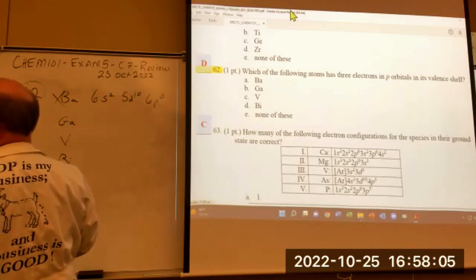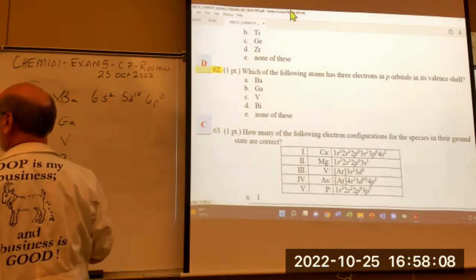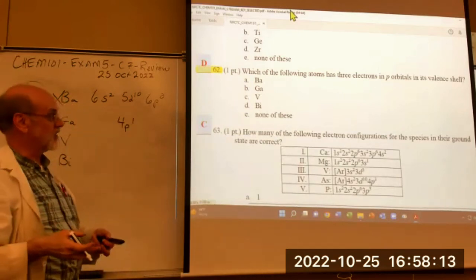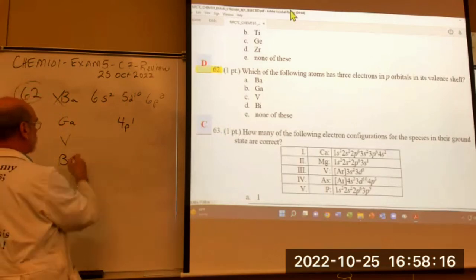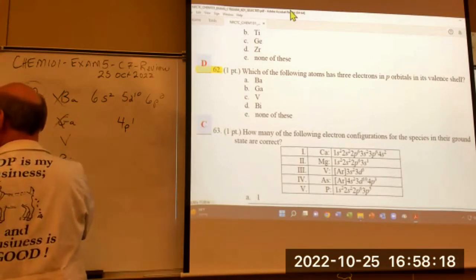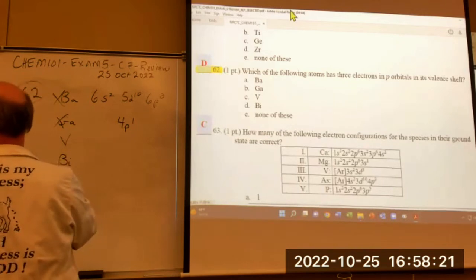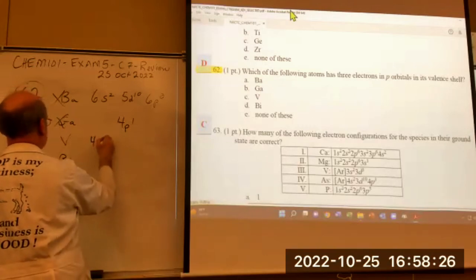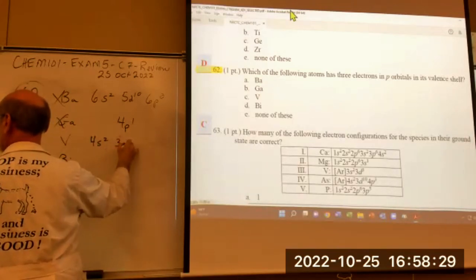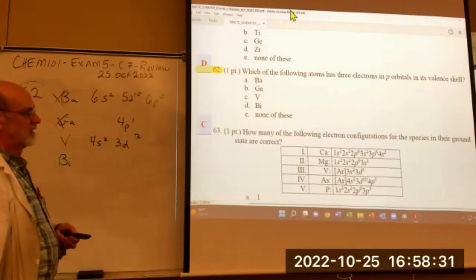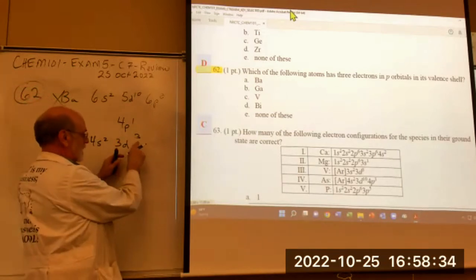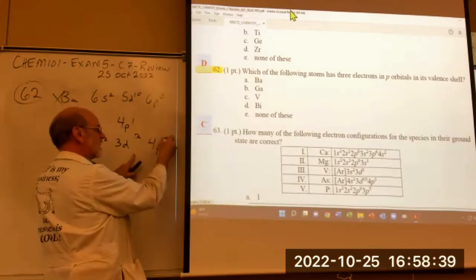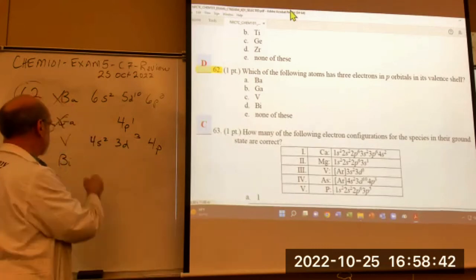How about gallium? Gallium has a 4p1. It needs 5 electrons to complete its valence shell. Right? So it can't be gallium. Vanadium. Vanadium has 4s2 and 3d3. Right? So it needs 7 electrons to complete its d before it even gets to 4p, and then it needs 6 more. Right? So it can't be vanadium.